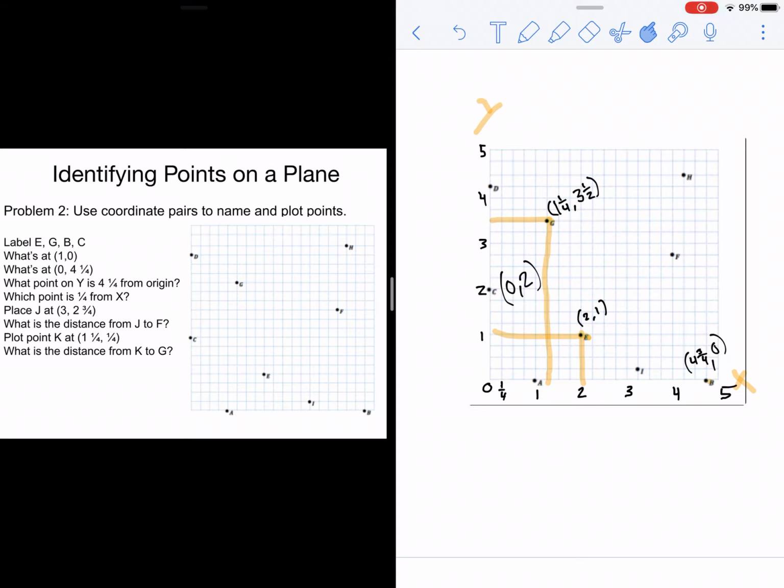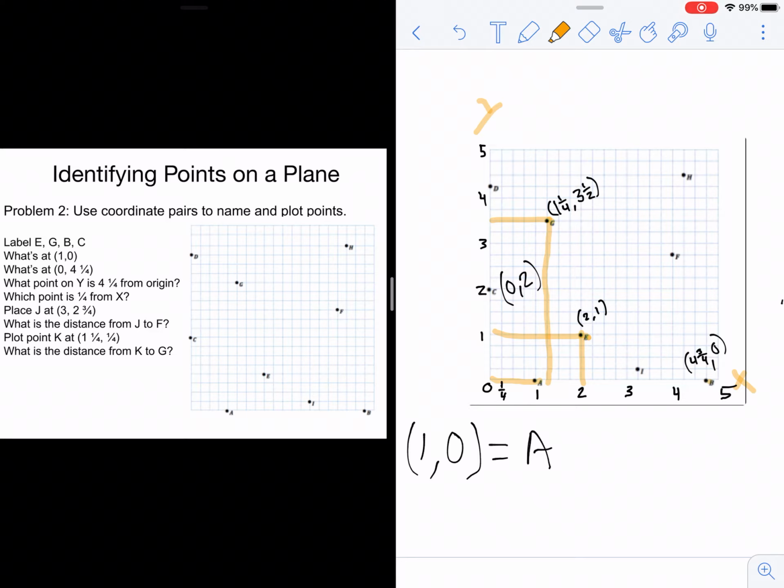Our second question, it's asking us, what is at 1, comma 0? 1, comma 0. We're going to write it underneath. 1, comma 0 equals, what's that 1, comma 0, everybody? A. Good job. A. If you look, we go over 1 and up 0.